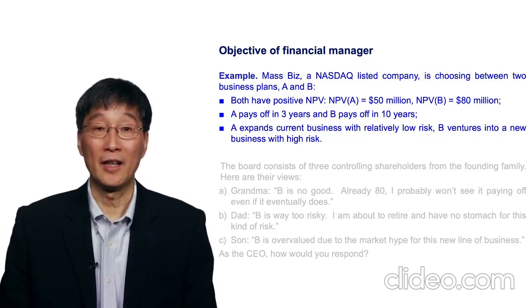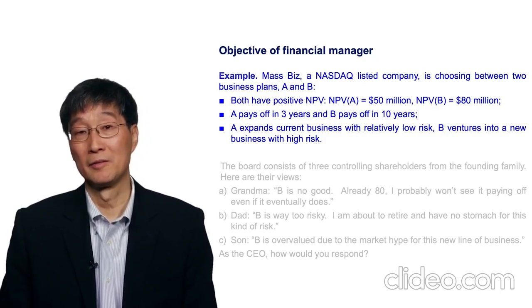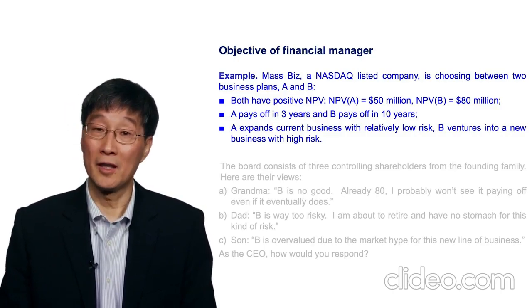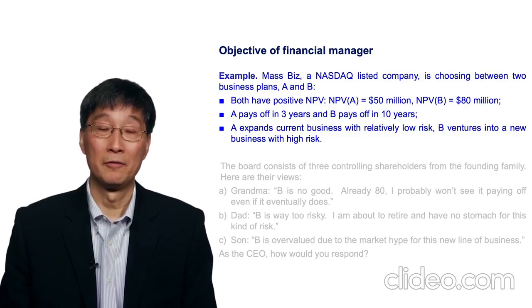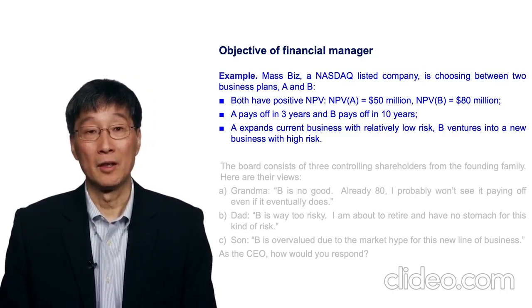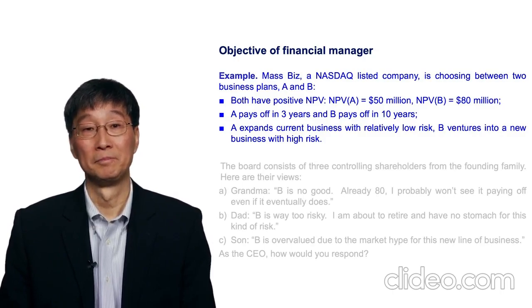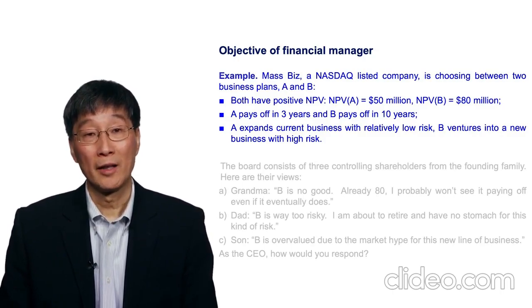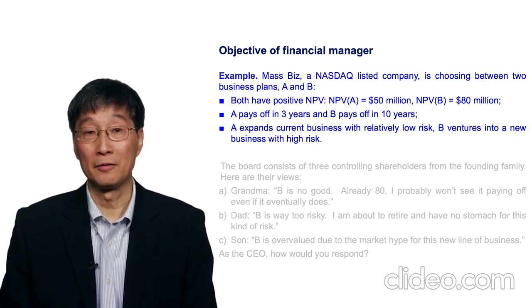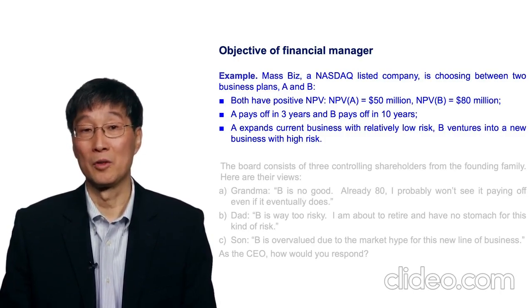Plan A has an NPV of $50 million. That is, if it's taken, the current market value of the company will increase by $50 million. Plan B has an NPV of $80 million. Plan A pays off in 3 years, and Plan B pays off in 10 years. In other words, they have quite different horizons.